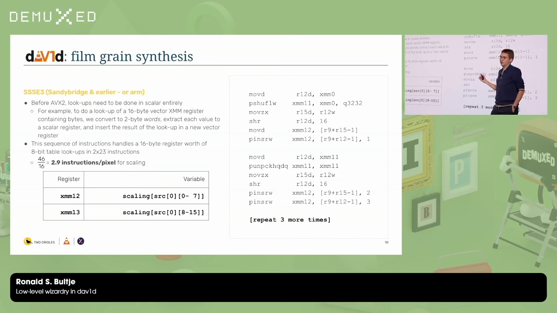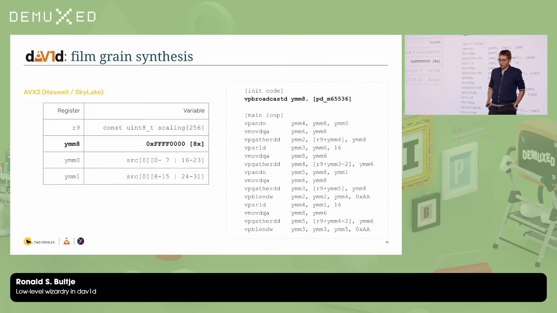But this is not a real SIMD implementation. And the reason for that is SSSE3 does not actually implement an instruction to do this thing efficiently. So let's go on to AVX2. This gets better. In AVX2, again, the setup is that my scaling pointer is in the general purpose register R9.